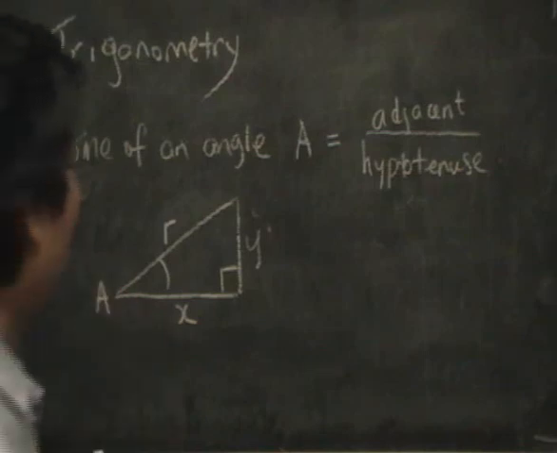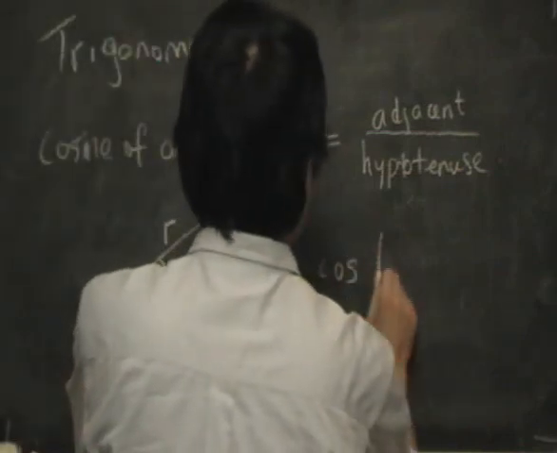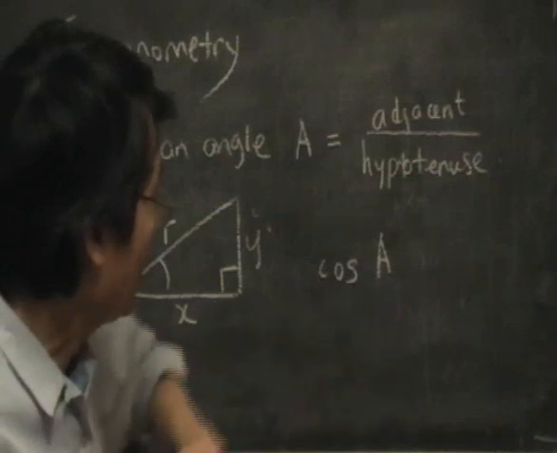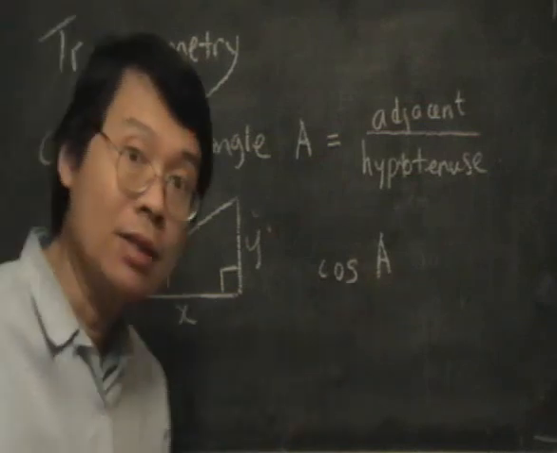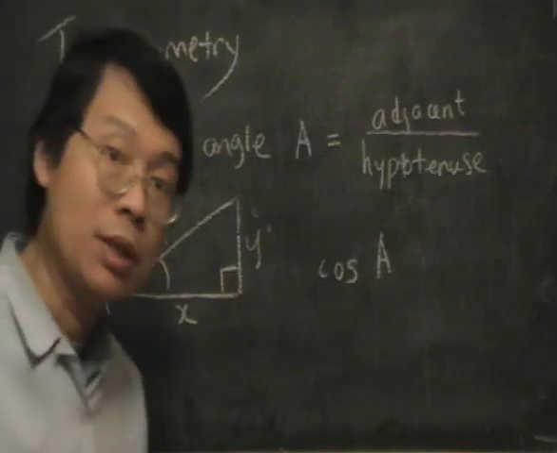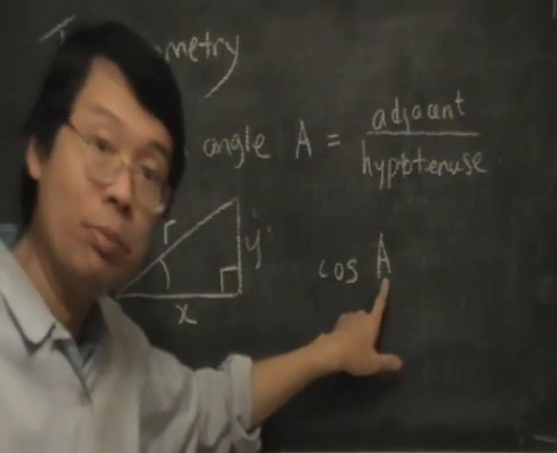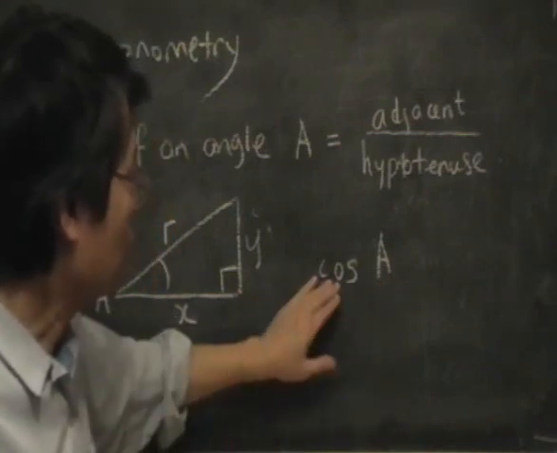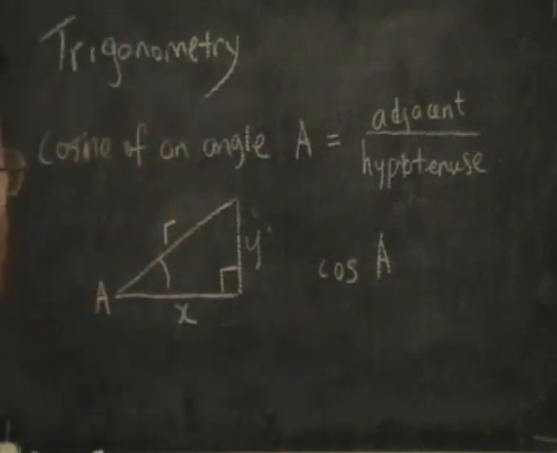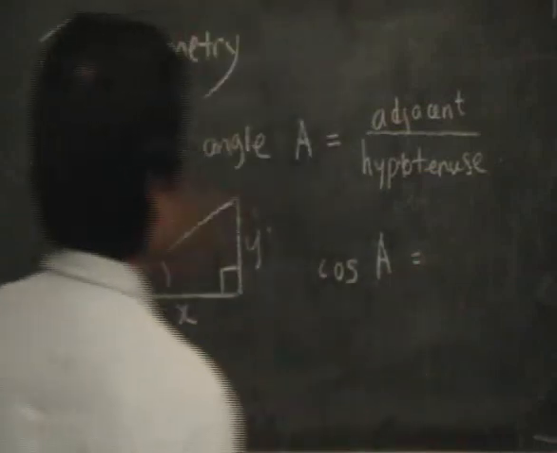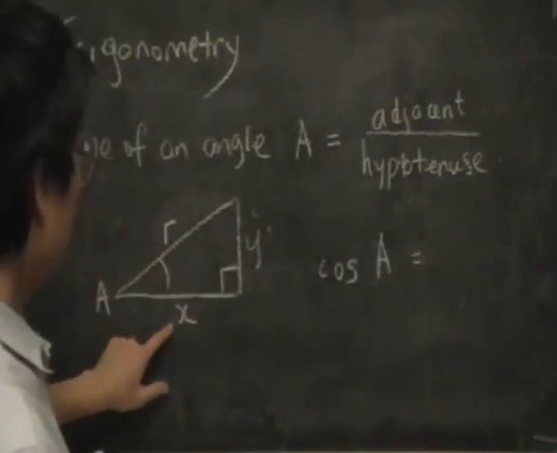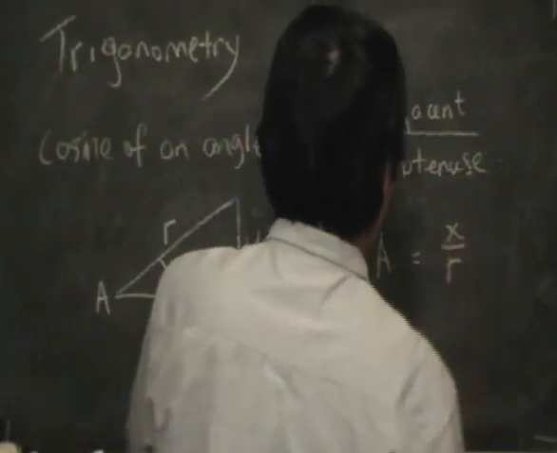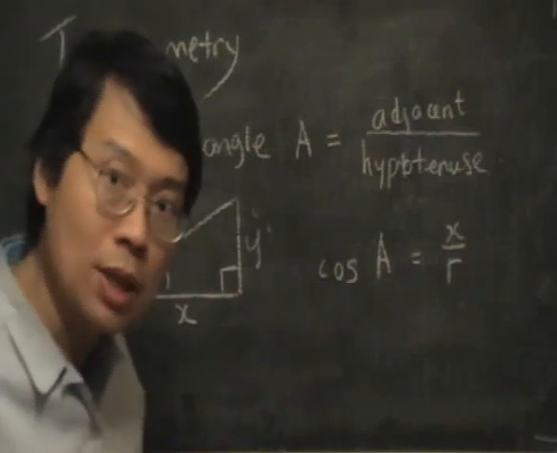And we use the symbol COS as a short form for cosine, A for the angle, or the angle can be a different symbol. I could have called the angle B or any other letter, but the symbol for cosine must always be COS. Right, so this is equal to x over r, adjacent over hypotenuse. Okay, so that's the meaning of cosine A.